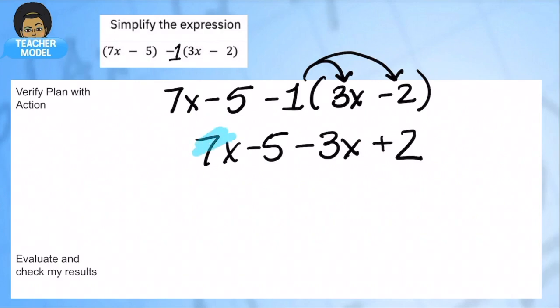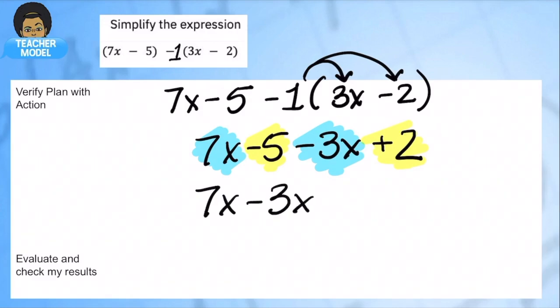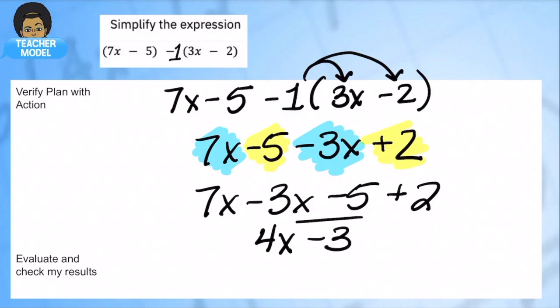Now let's look for our like terms. Notice I am also highlighting the signs, the positive and negative signs, and I want things that are the same together. So my blues are next to each other, and my yellows are next to each other. Makes this easier. All right, I have 7 x's. I take 3 x's away. That leaves me with 4 x's. And I have -5 and I add 2. So that leaves me with -3. And I cannot simplify this anymore because they're different terms. One has a variable and one does not. So that's it for this one.